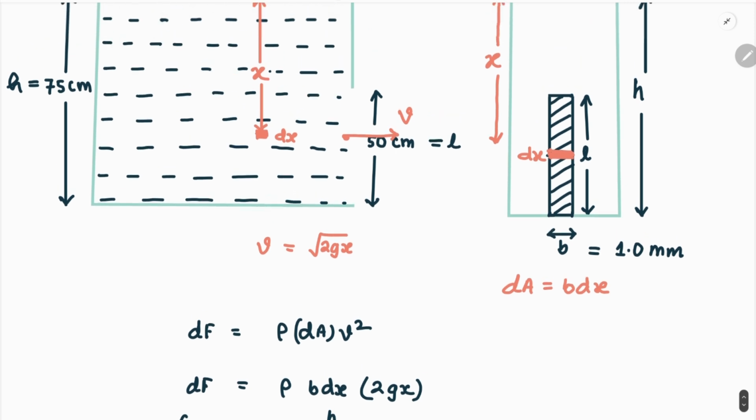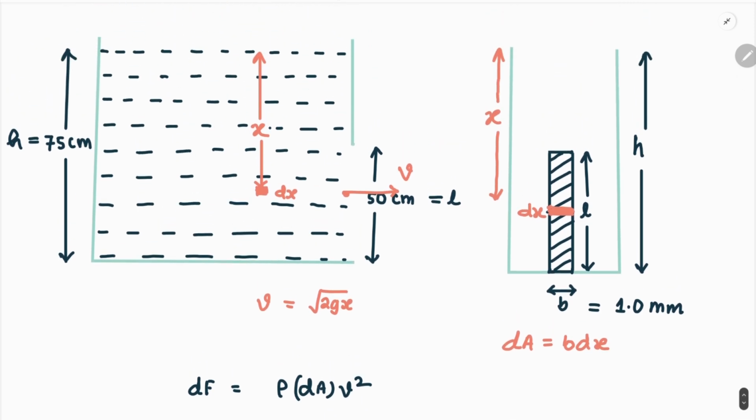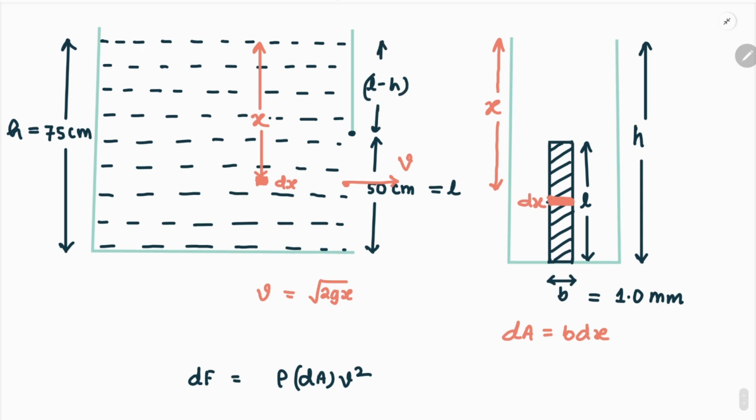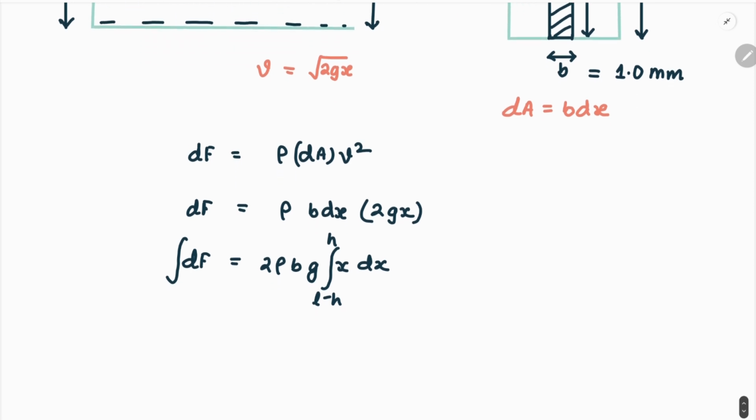So L minus h to h, so this height is technically L minus h, and it runs all the way down till h. So L minus h to h, and we get the final answer as rho g b L (2h minus L). So this is the answer for the force for this particular problem, and if we substitute the values that is given to us, we get this value of force as 5 Newton.